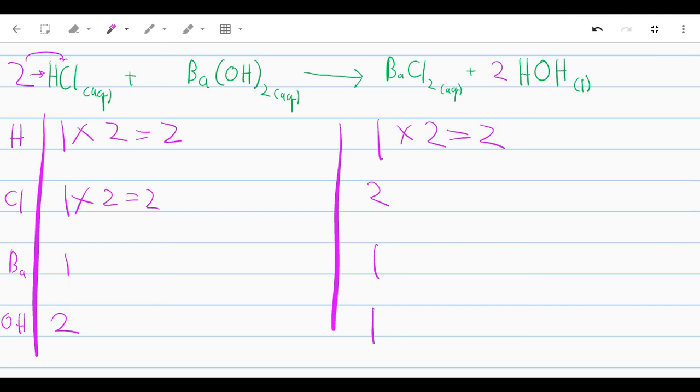That's going to give me 2 hydrogens. Whatever I do to the hydrogen, I have to do to the hydroxide. So I double up on them as well. 2, 2, 2, and 2. Everything is nice and balanced. So that is one way to make your life a little bit easier. You can't always do this when you're dealing with water. You can only use this trick when you have a hydroxide turning into a water through a neutralization reaction.